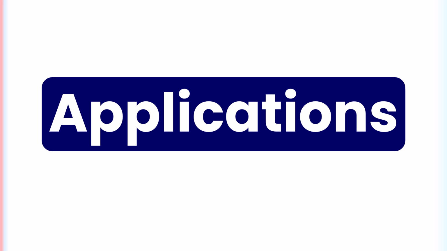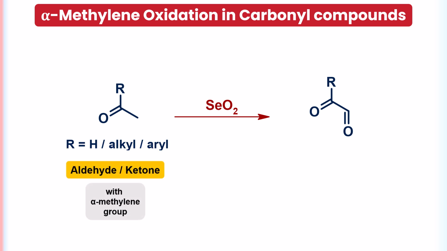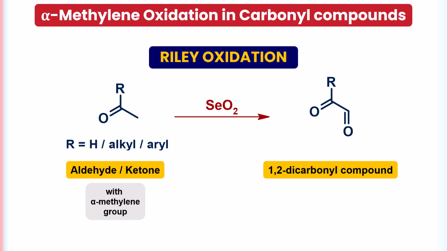Now let us go through the important applications of selenium dioxide in organic synthesis. Selenium dioxide is an important oxidizing agent best known for its selective oxidations. It oxidizes carbonyl compounds that contain an α-methylene group to form 1,2-dicarbonyl compounds. This reaction is known as Riley oxidation. In this transformation, the methylene group adjacent to the carbonyl group is oxidized.